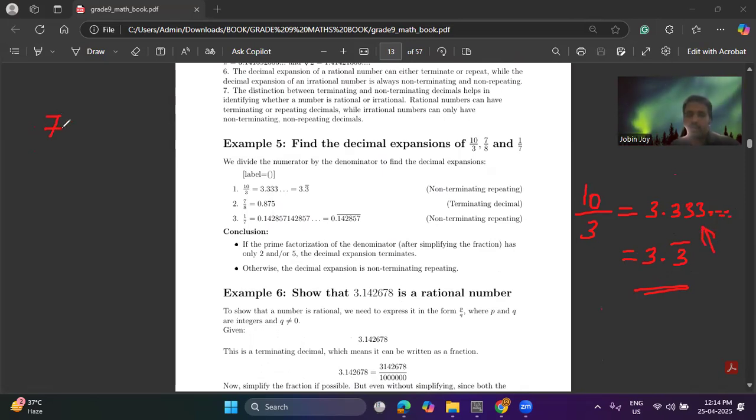Then 7 by 8. The value of 7 by 8 is 0.875. So this is terminating. This decimal expansion is terminating.